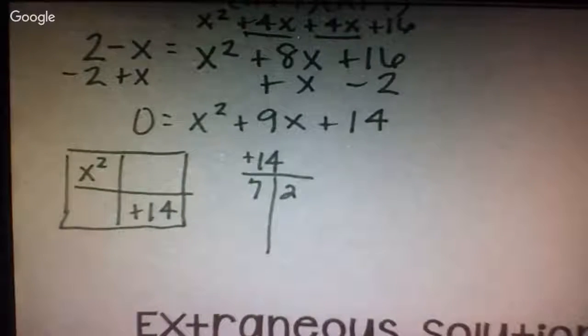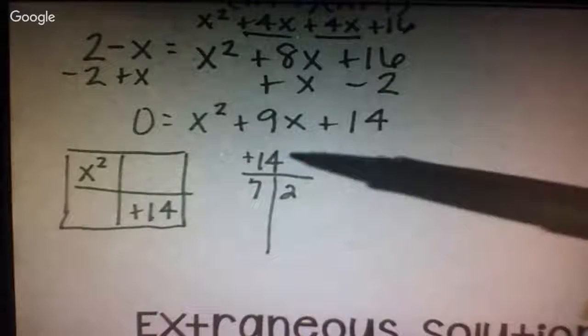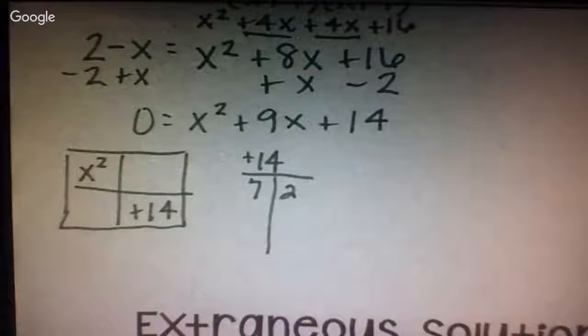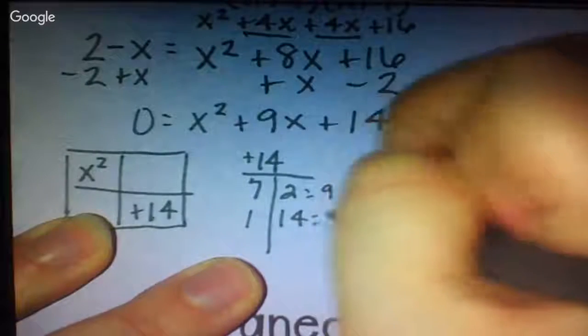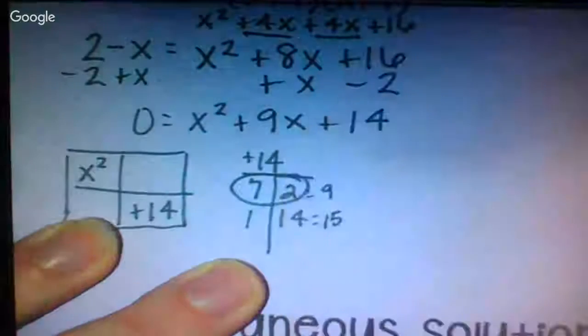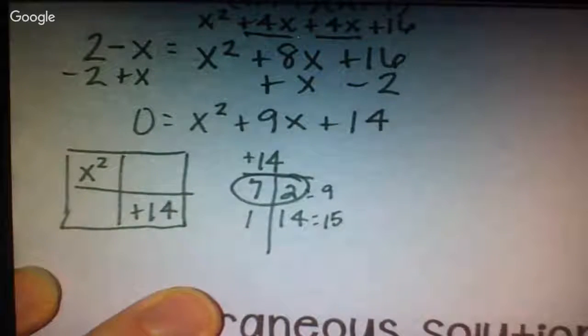We need factors of 14, which means 2 numbers that multiply to give me 14. And the factors that you end up getting have to actually add together to give you 9. Because remember, 14 could be 7 and 2 or 1 and 14. If I add these together, this one gives me 9. This one gives me 15. So that tells me I'm going to pick 7 and 2. So I've got a 7x and a 2x.